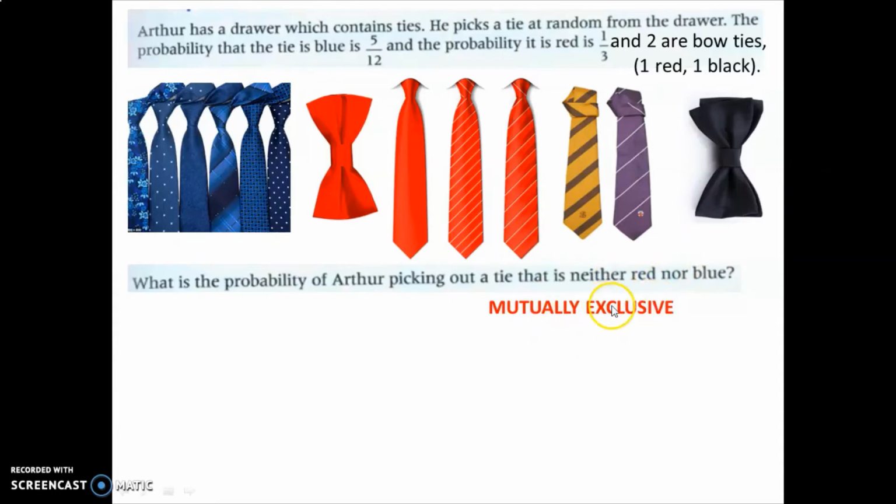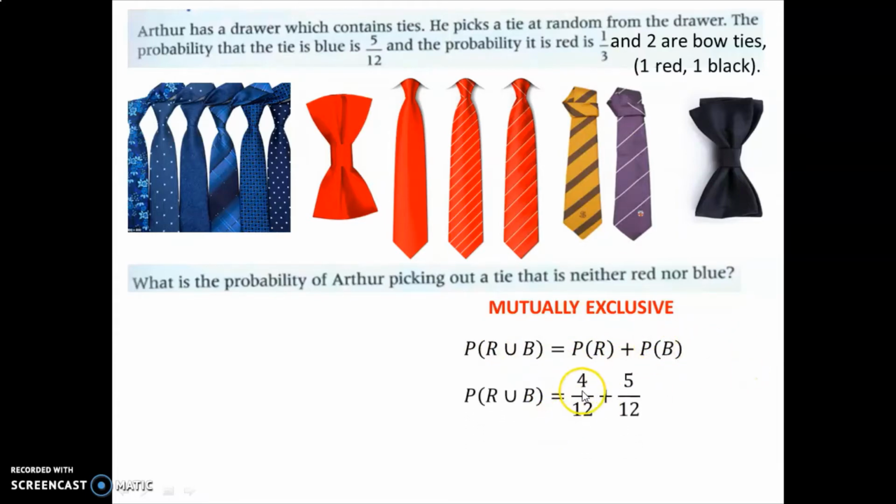But first of all, these are mutually exclusive, because a tie cannot be red and blue at the same time. So imagine that as a Venn diagram with red circle, blue circle, but no overlap. Okay, so if there's no overlap, we're going to use the mutually exclusive formula for union. Okay, and we're going to say, what's the probability of getting a red or a blue? So it's just probability of red plus probability of blue, no subtraction.